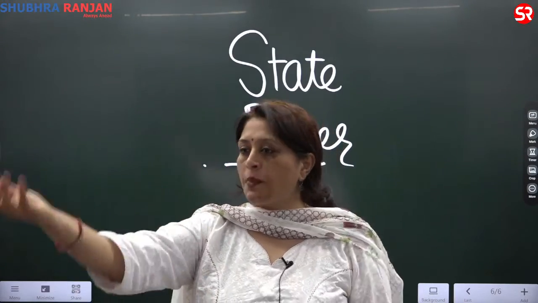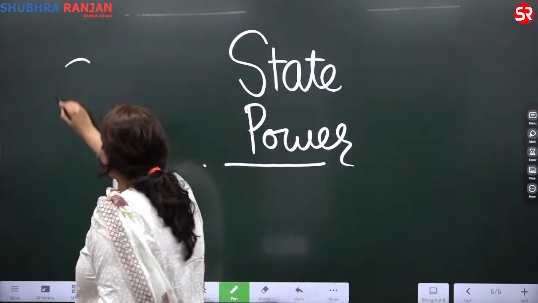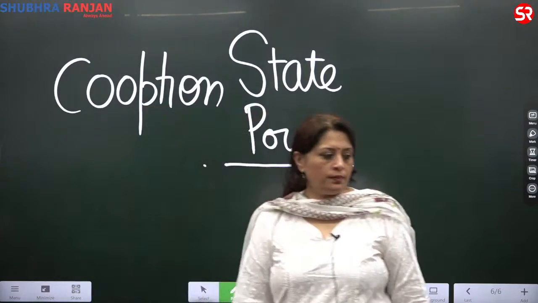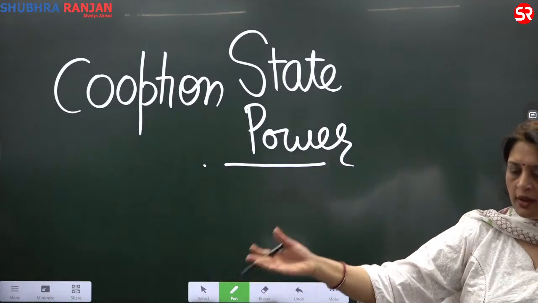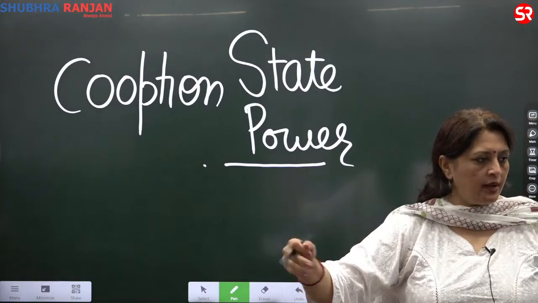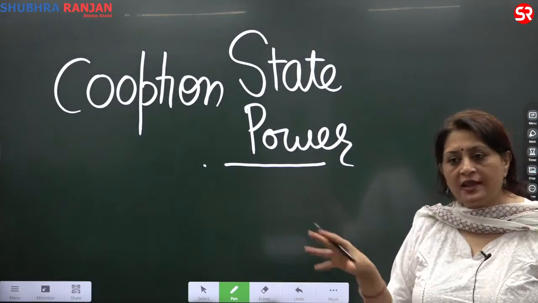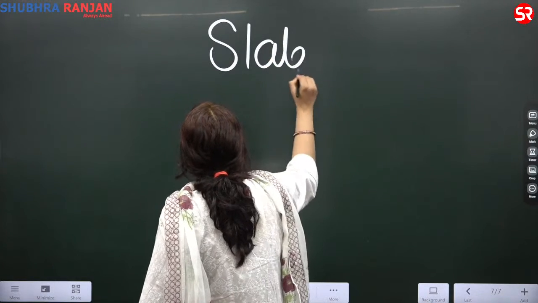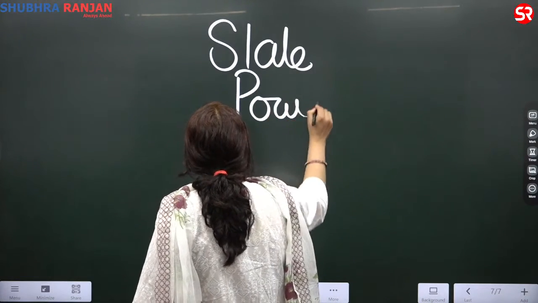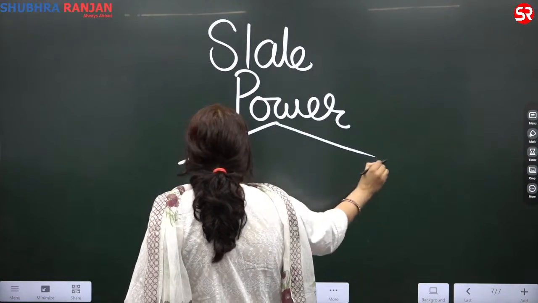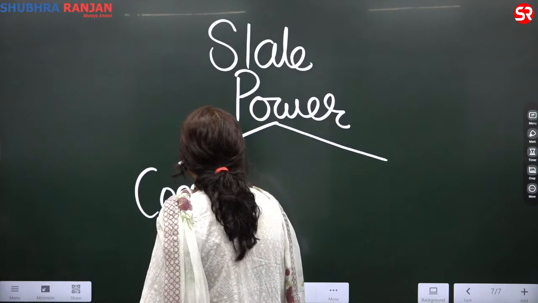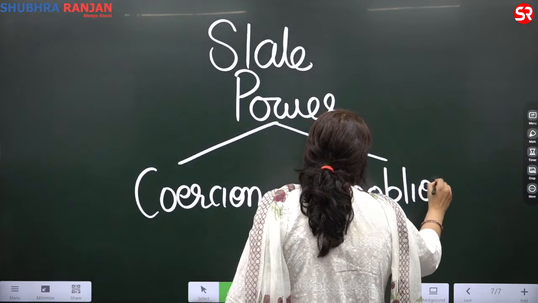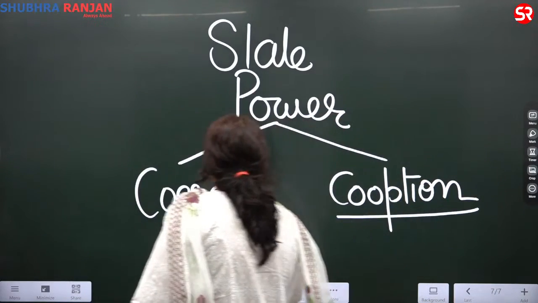Another term is co-option. You are co-opted in the system. Co-option means willingly, and by coercion you become a part of the system. Is this point clear? So let us talk about state. State has power, and state has two types of powers. One is power of coercion and another is power of co-option. Co-option means willingly you become a part of that system.